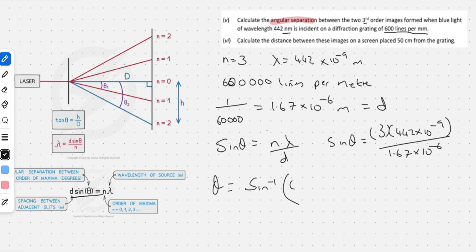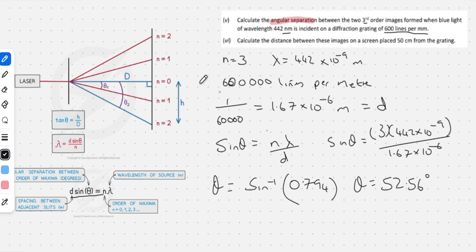So it's going to be sine inverse of 0.794, and then theta is equal to sine inverse of the answer. So theta is equal to 52.56 degrees.